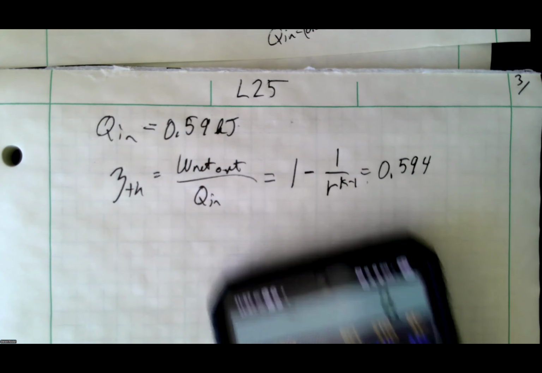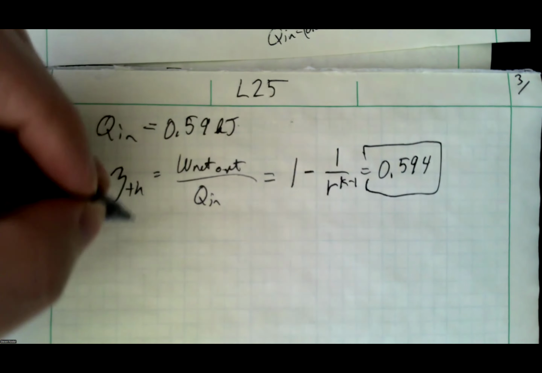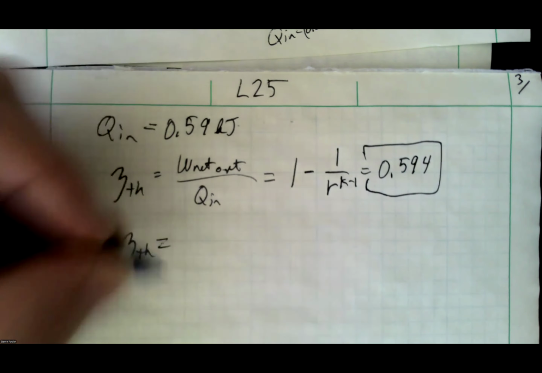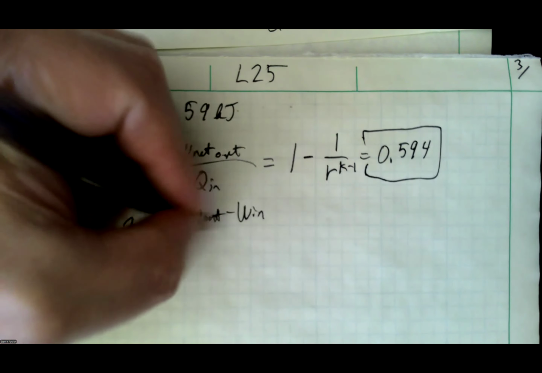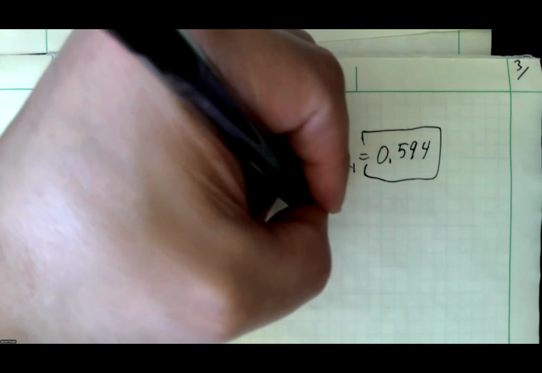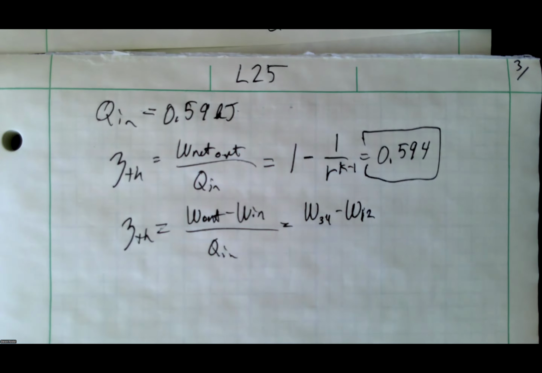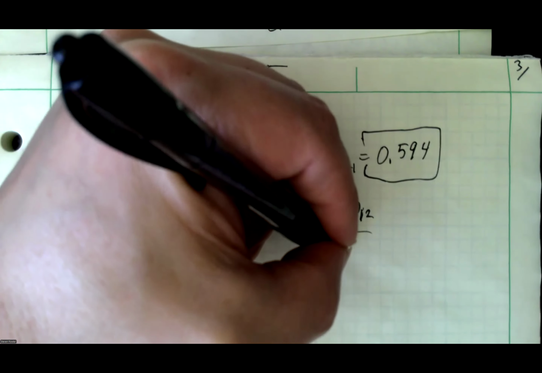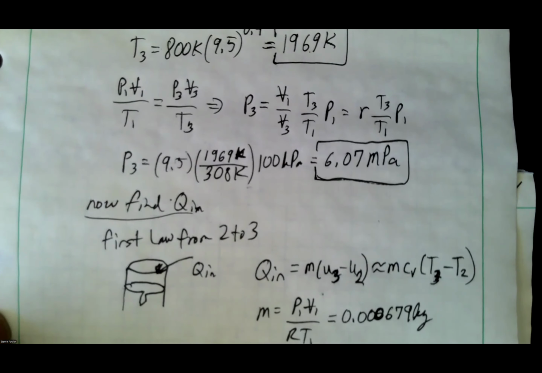Now, I do want to show you one last thing here. Technically, we're done. Technically, that's all the answers the problem asked for. This thermal efficiency is the net work out, that's the difference between work out and work in, divided by heat in. Well, this would be the work: it's expanding from 3 to 4, it's being compressed from 1 to 2, and the heat is going in between states 2 and 3. We've already done the heat in from state 2 to 3.